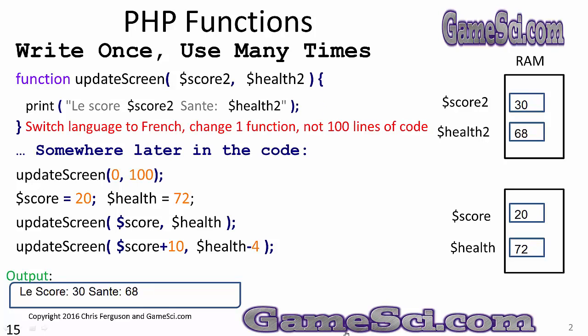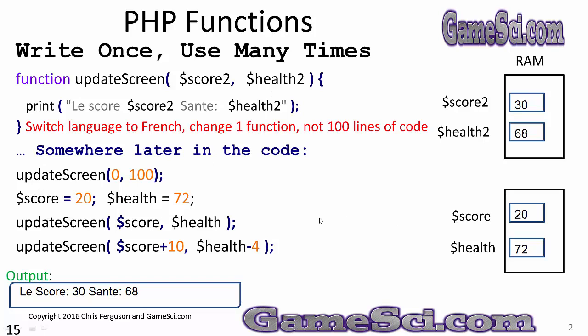Now, if that wasn't enough, let's do a French language version. Once again, I went on to Google Language. I hope these are the proper words. Have no idea. In Google Language, it said les scores and santé were the words for French. So I switched to French, and now I'm building a French language version of my game. Once again, I changed this one place where I'm updating the screen, and boom, it changes everywhere. If I'd called update score from 100 different places in the code, all 100 places would output in French, not Spanish, not English. We want to write once and use many times.